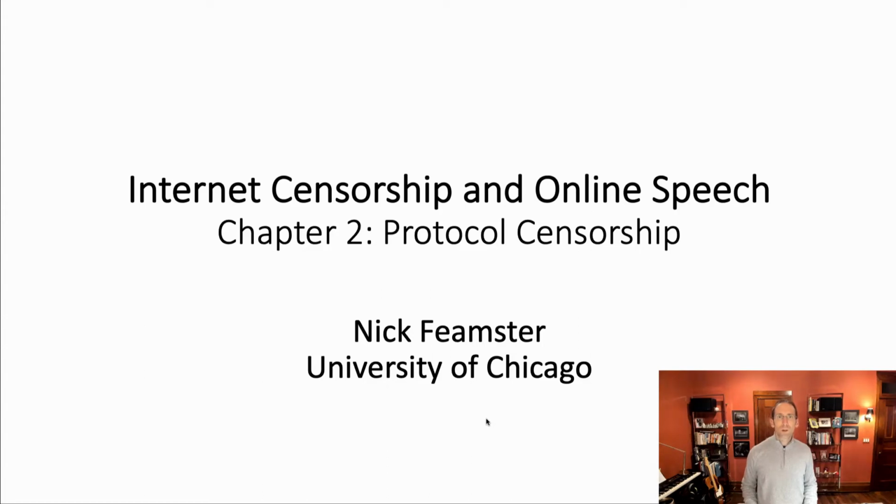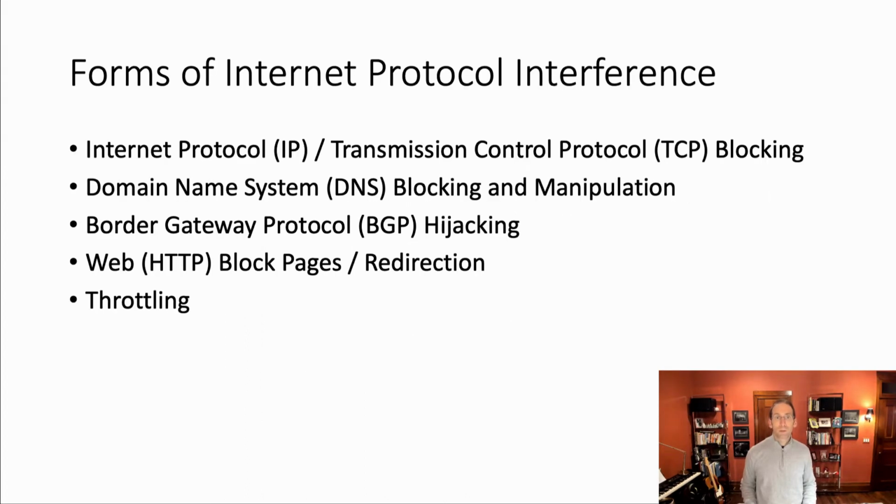In this lecture, we'll talk about how Internet censors can restrict Internet communications through the filtering and manipulation of different Internet protocols. There are different forms of protocol interference that censors can implement. They can interfere with the IP or TCP protocols, which typically occurs through some form of blocking. They can manipulate or block the domain name system, the protocol that's responsible for mapping internet names to addresses.